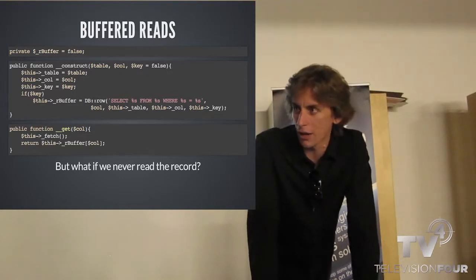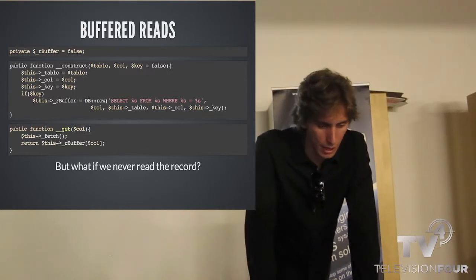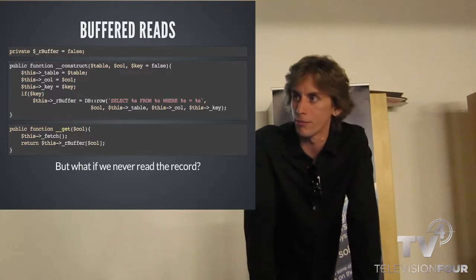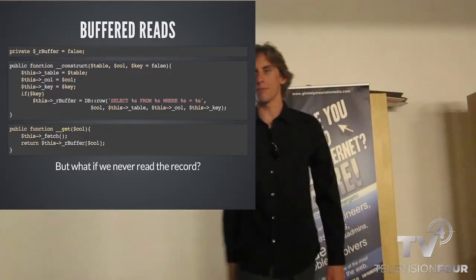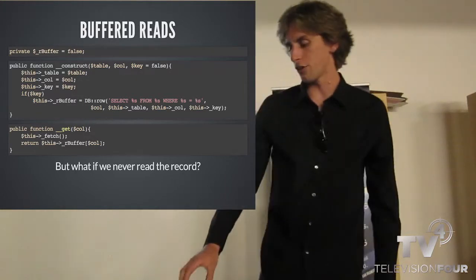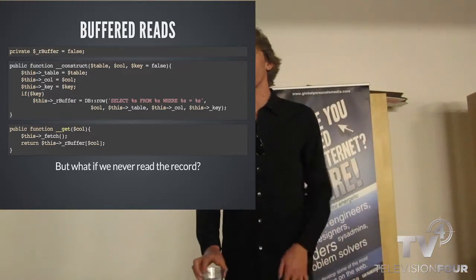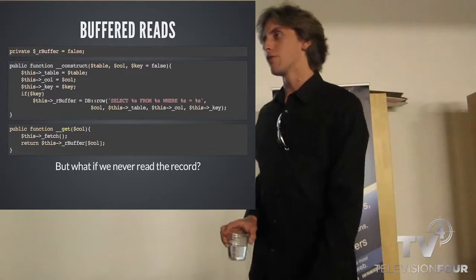We'll put a get in our get method. We'll change it slightly. Actually, ignore the fetch here. It's another bug in the slides. But we basically just look in the read buffer and dump that out. Of course, you want to do some stuff to check is set and things like that, but just for simplicity here, not doing that. But what happens if we never read a record?